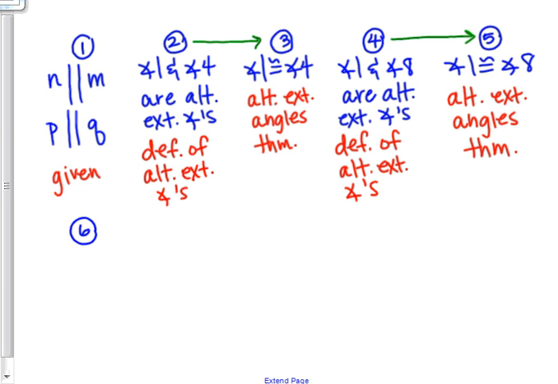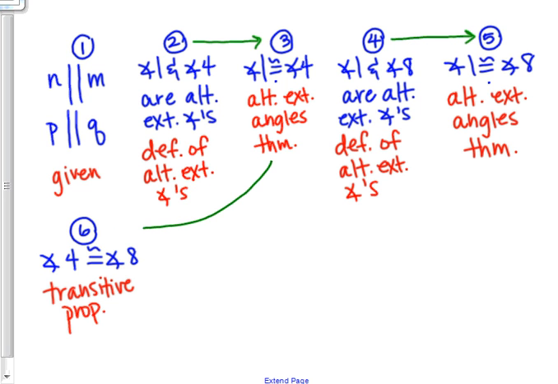Finally, I have a couple congruency statements here between 1 and 4 and 1 and 8, so that I can finally say, using the transitive property, angle 4 is congruent to angle 8. And that's based on the transitive property. And it came from steps 3 and 5. And I'm done.